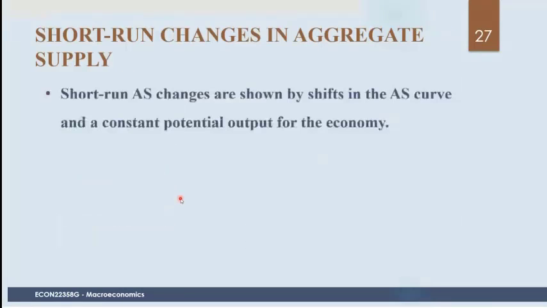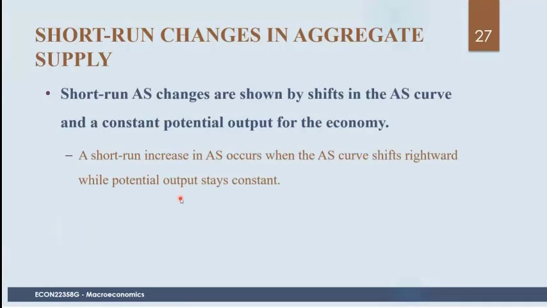So the aggregate supply curve is just drawn for fixed input prices, and there are reasons why it can shift. If we draw it for fixed input prices, then if input prices change, the short run aggregate supply curve will change. A short run increase in aggregate supply occurs when the aggregate supply curve shifts rightwards while potential output stays constant. The short run and the long run aggregate supply curves are related, but the long run aggregate supply curve is not based on short term things like prices.